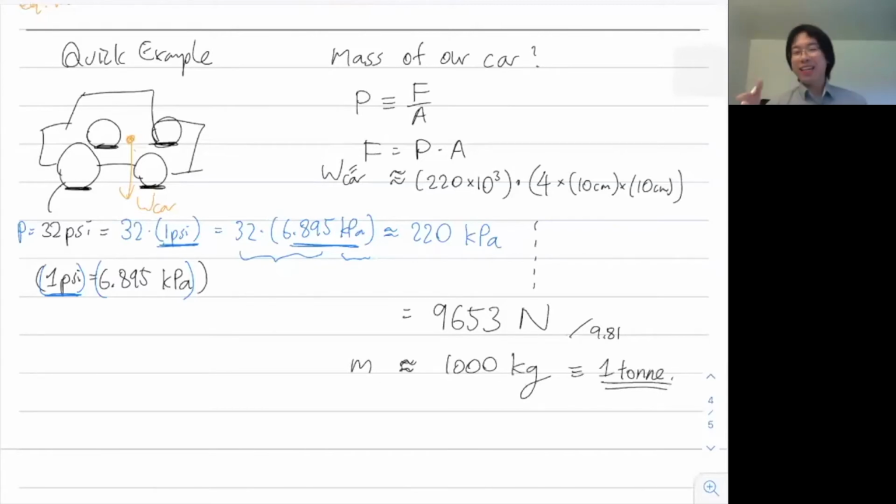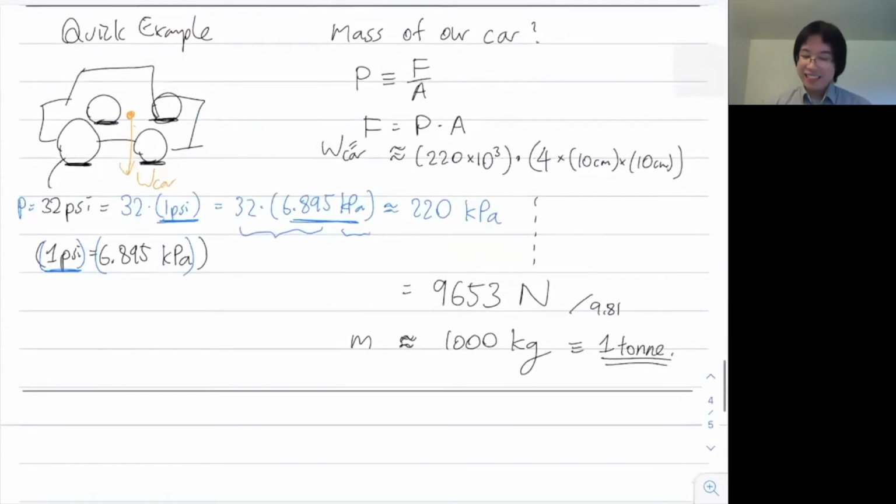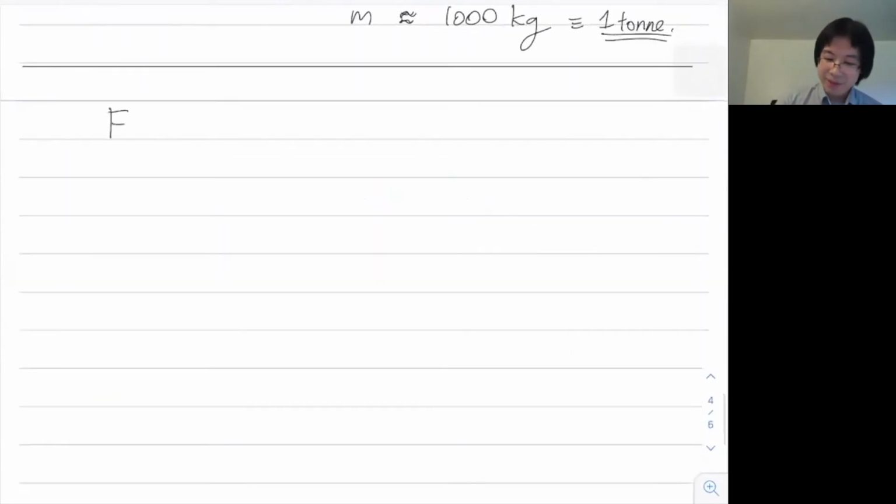By measuring the wheels, now you've figured out a way you can actually find out how heavy your car is. All right, now let's specifically talk about fluid pressure. Okay, so here, let me give you a very useful formula.